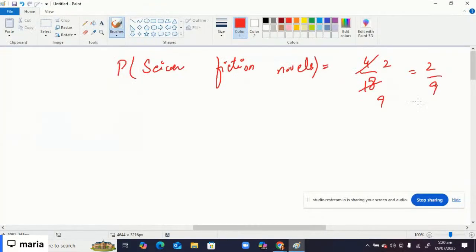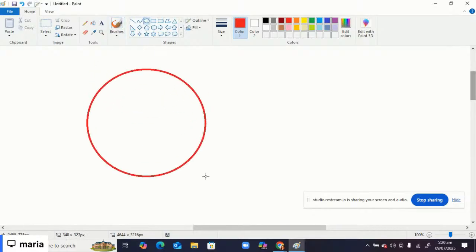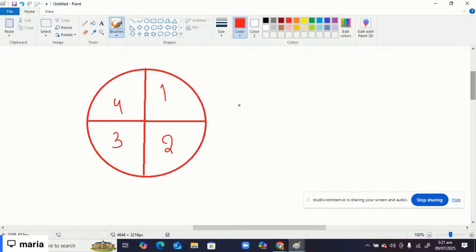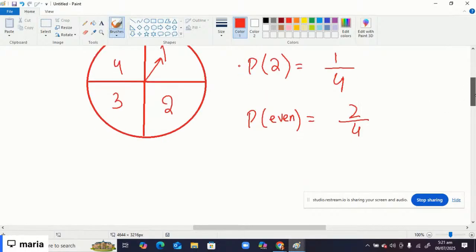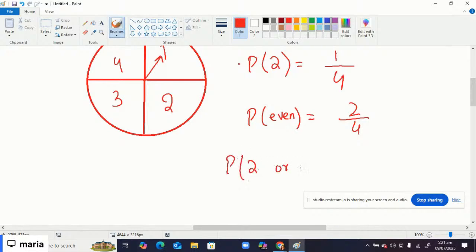Let's do it. Let's suppose I'm going to write it here. For example, I am going to choose this one. So 1, 2, 3, and 4. They are asking to find the probability of 2 or even numbers. Now you guys tell me. First of all, finding the probability of 2. How many total? These are 1, 2, 3, and 4. How many are 2? It's only 1. So it's 1 by 4. What is the probability of even numbers? Total is 4. How many numbers are even? 2 numbers.